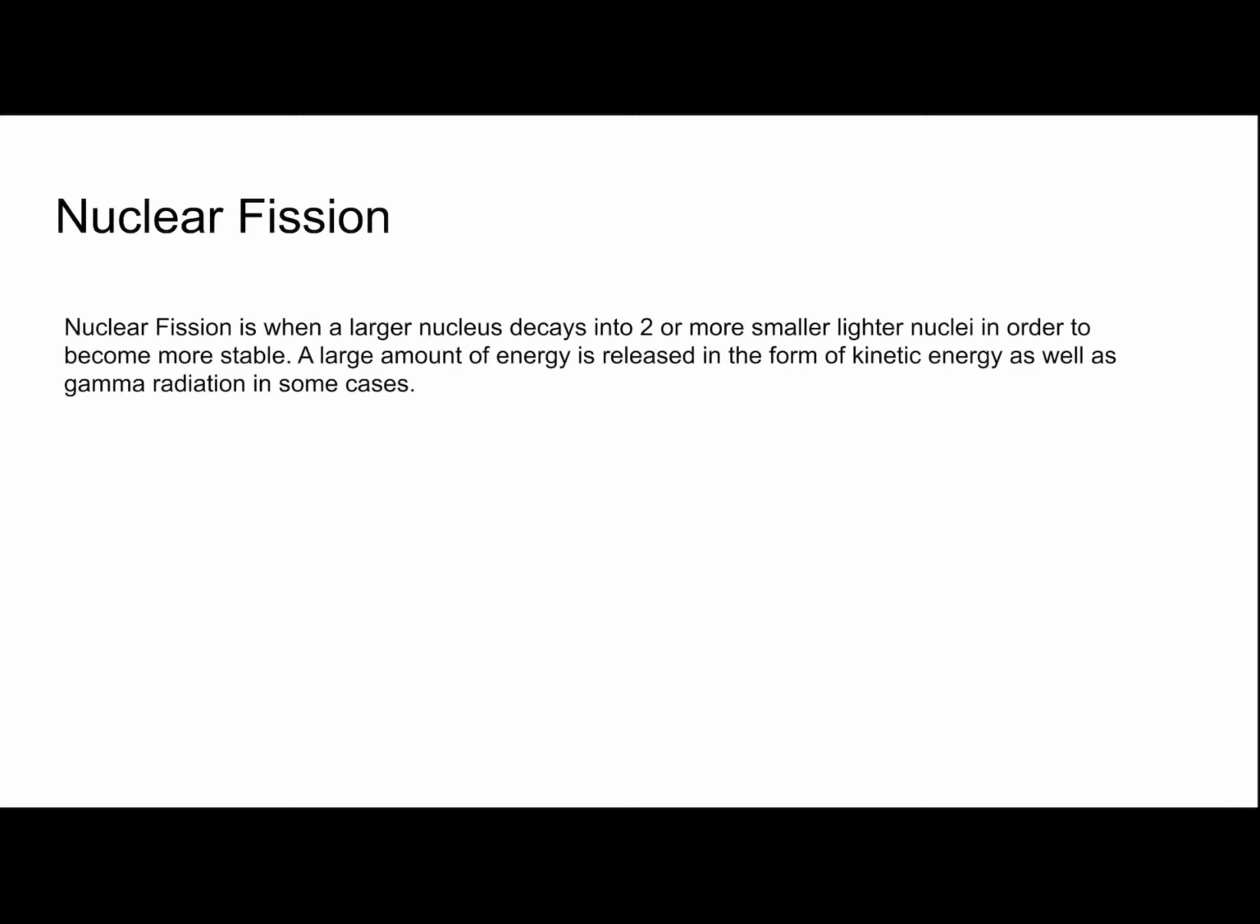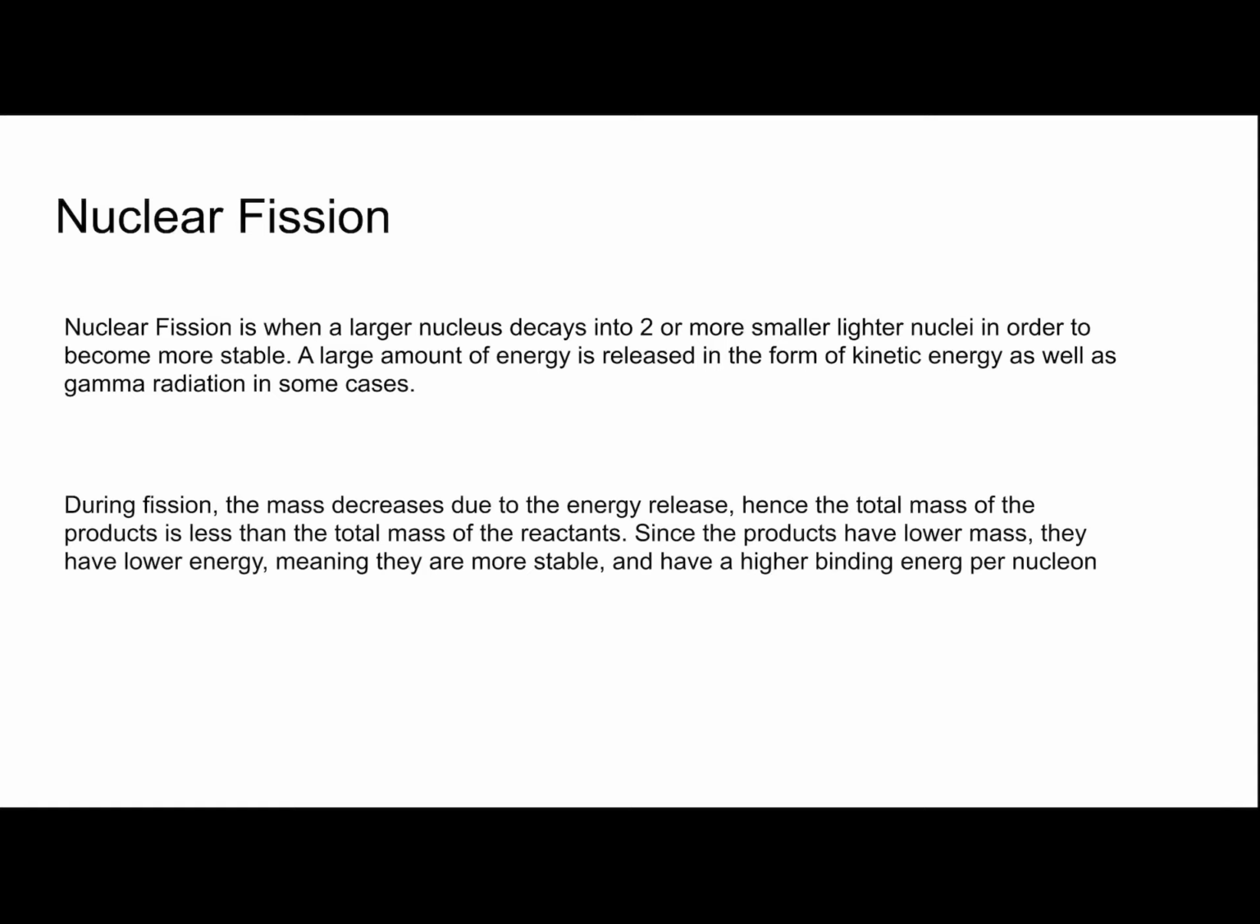So when there's a very big nucleus, some of the protons and neutrons are at a further distance, so therefore the strong nuclear force will be weaker. Therefore, sometimes the electrostatic repulsion will lead to a decay. So that can lead to a bigger nucleus decaying into two or more smaller nuclei, and this is to produce a more stable nucleus. In nuclear fission, a large amount of energy is released in the form of kinetic energy and gamma radiation in some cases. So if we have a larger nucleus, it decays into smaller nuclei, then this is going to be released as kinetic energy.